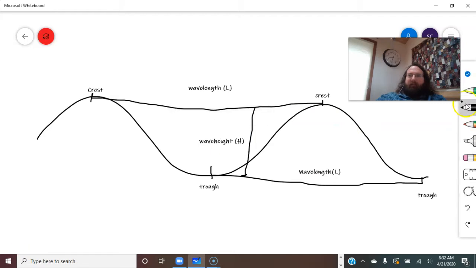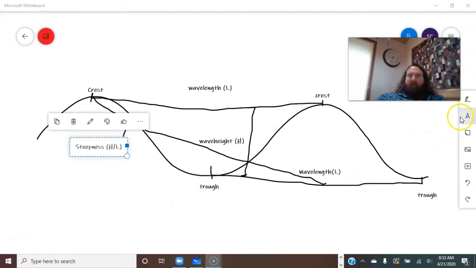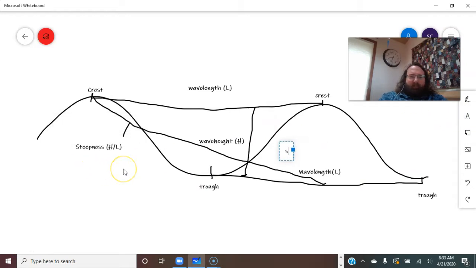And then finally, the last sort of measure you can take with a still wave is the wave steepness. Steepness is simply your wave height over your wavelength. Now, for all waves, if your steepness exceeds 1/7, your wave is going to break.